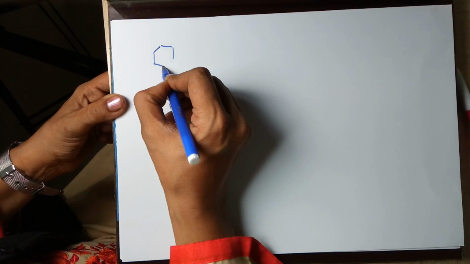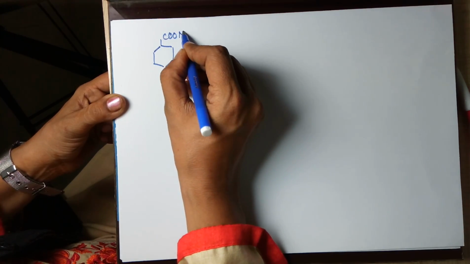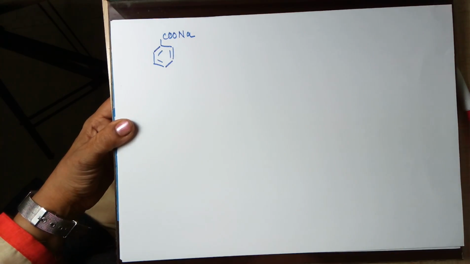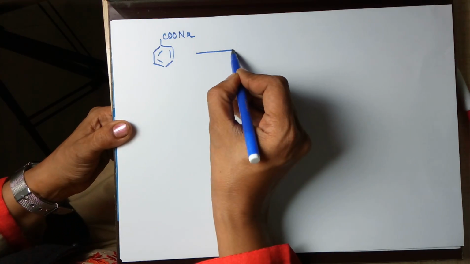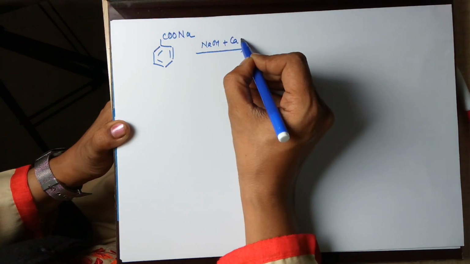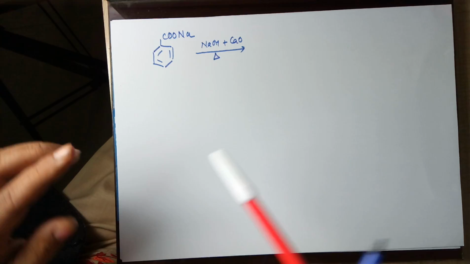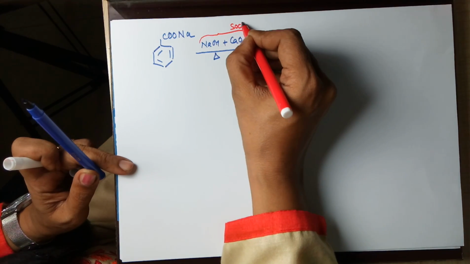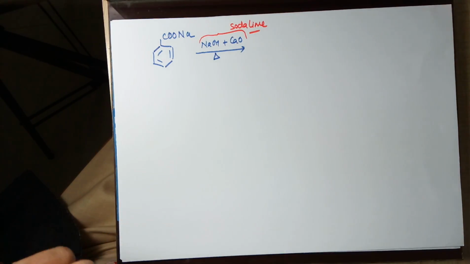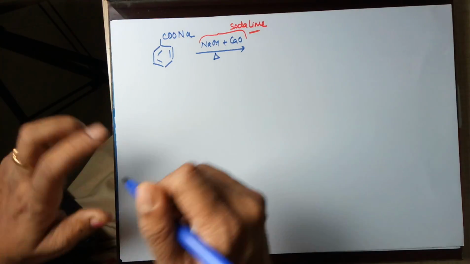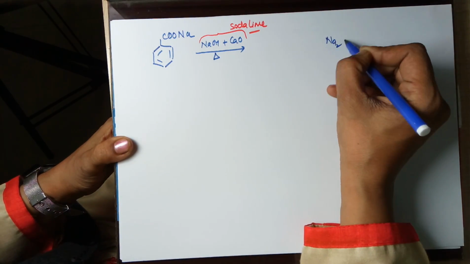Now, our starting material becomes sodium benzoate to form benzene. To the sodium benzoate, you need to add a reagent known as soda lime. This is nothing to do with the drink. It is sodium hydroxide in the presence of calcium oxide, heating. This mixture of the two is called soda lime. Calcium oxide merely maintains an anhydrous medium. The byproduct formed in this case is sodium carbonate.